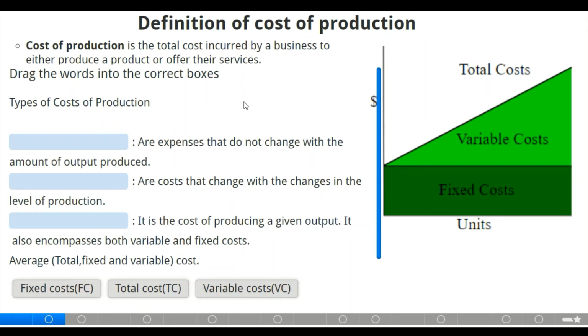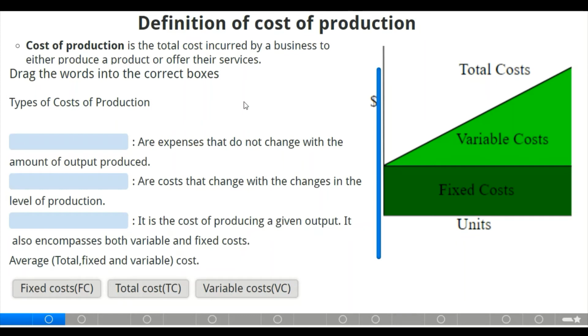Our cost of production is the total cost incurred by a business to either produce a product or to offer their services. Now, under it we have types of cost of production. Of course, we have to drag the word into the correct boxes here. We have to know the type of cost of production that we have.